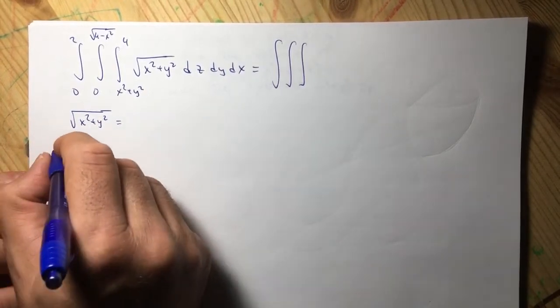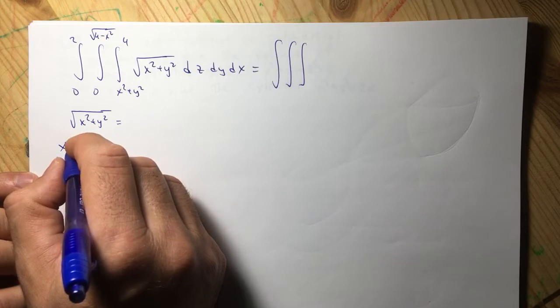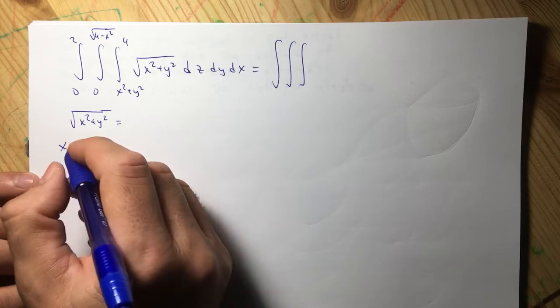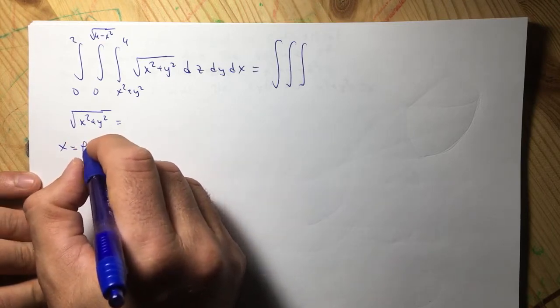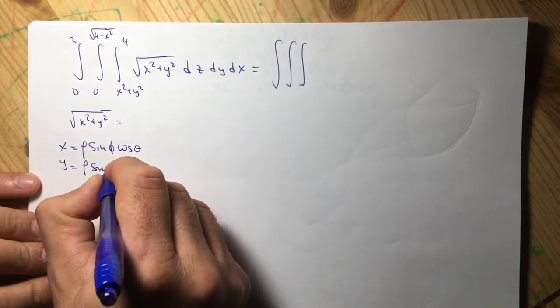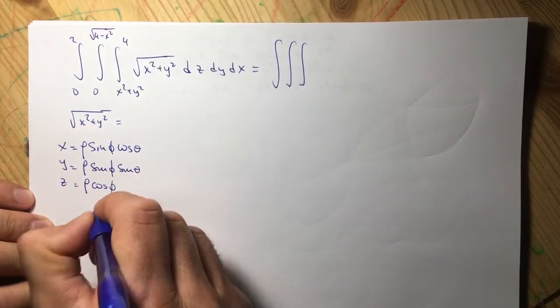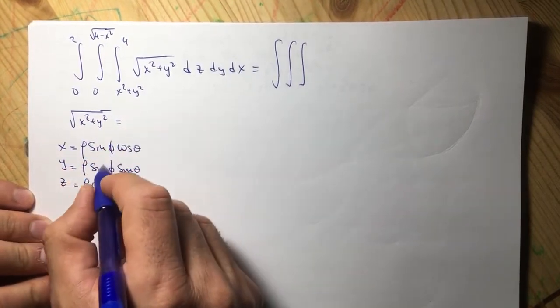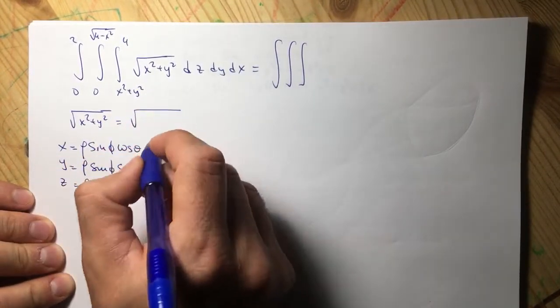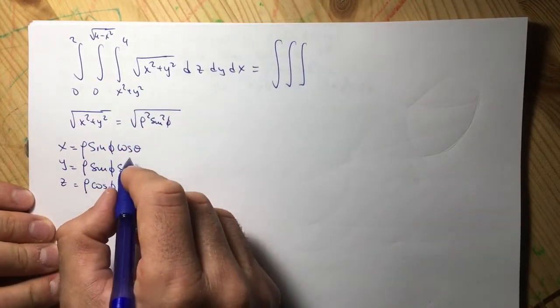in spherical coordinates. Let me just remind you that x is equal to rho sine phi cosine theta. y is equal to rho sine phi sine theta, and z is equal to rho cosine phi. Okay. In spherical coordinates, if you square both of these, you're going to have rho squared sine squared phi only.